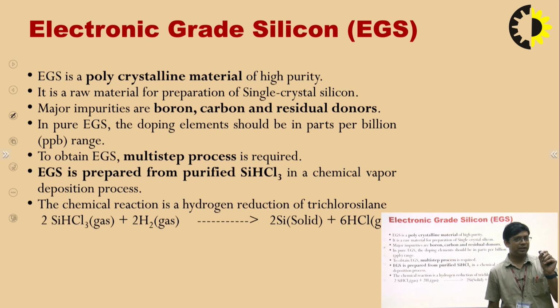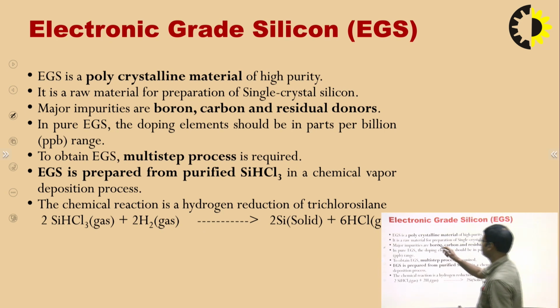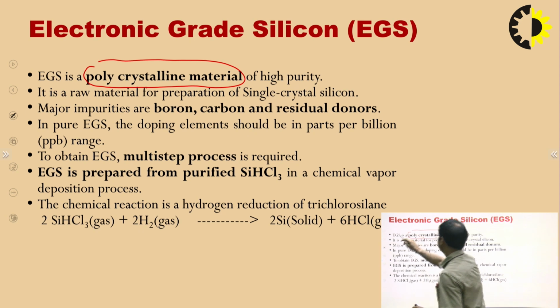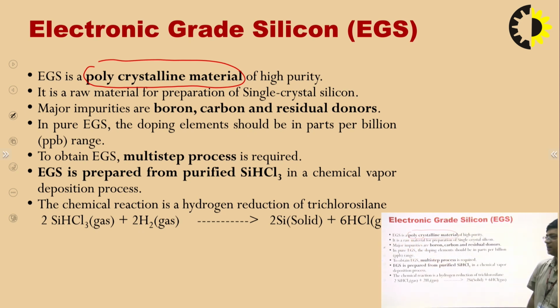The electronic grade silicon that we are producing from MGS has a very important characteristic, that it is a polycrystalline material in nature. And it acts as a raw material for the preparation of single crystal silicon.